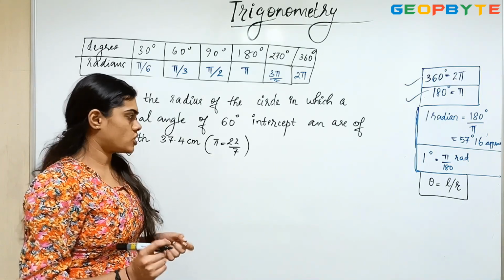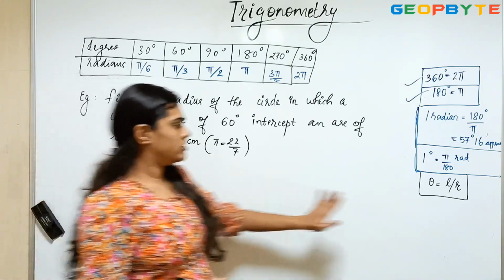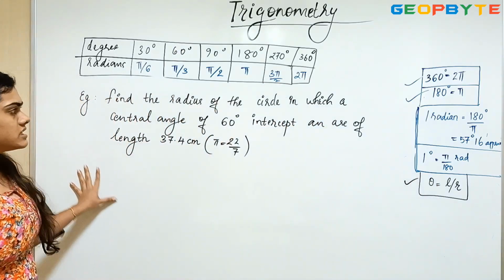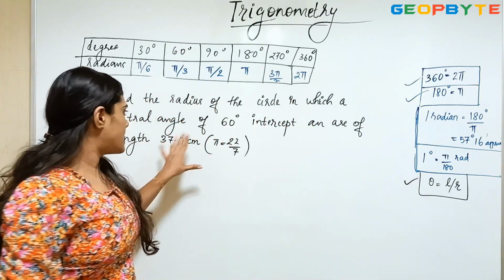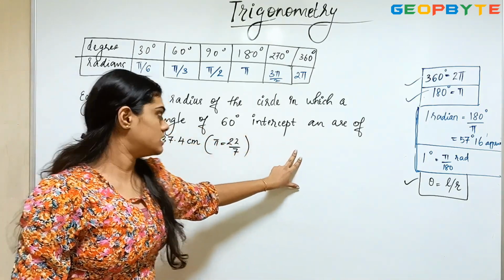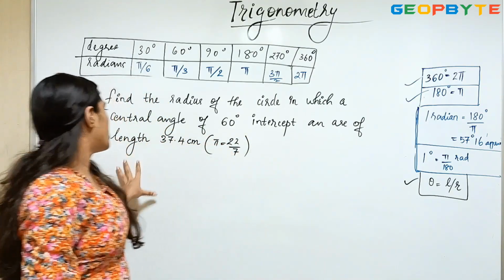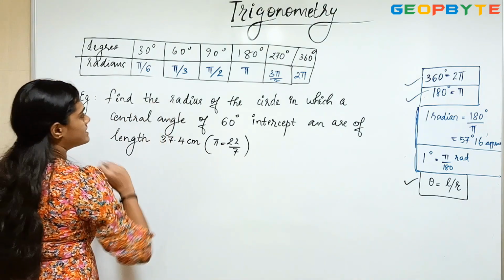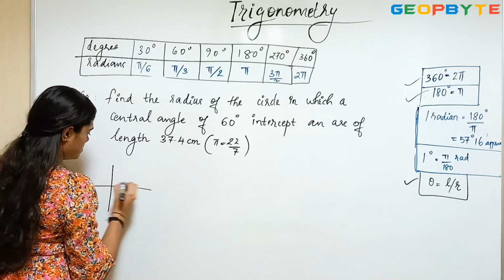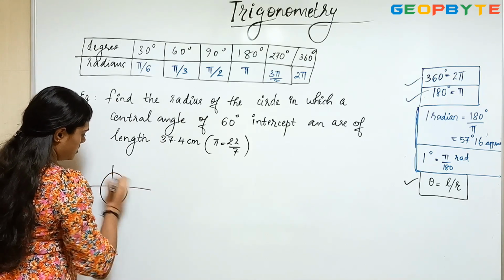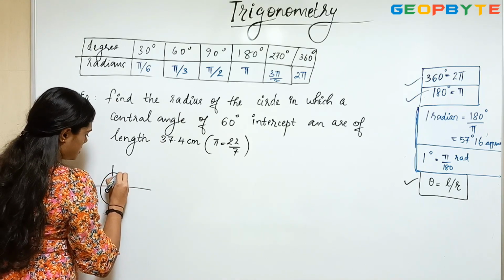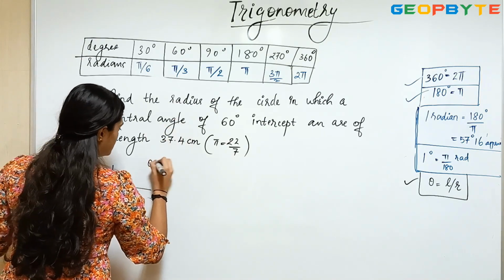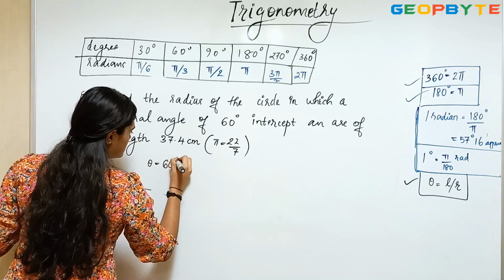Before going to the next topic, we'll do one problem for this formula. So this is the question. Find the radius of the circle in which a central angle of 60 degree intercepts an arc of length 37.4 centimeter. So what is this? Actually it's a circle, and we know it's 60 degree because it's given. So my theta is 60 degree.